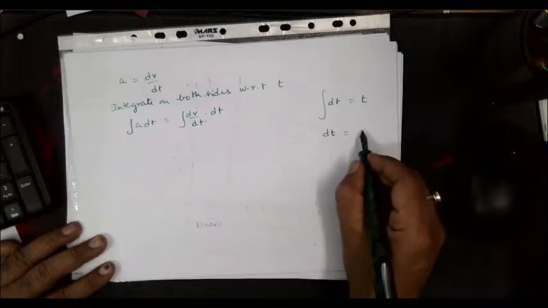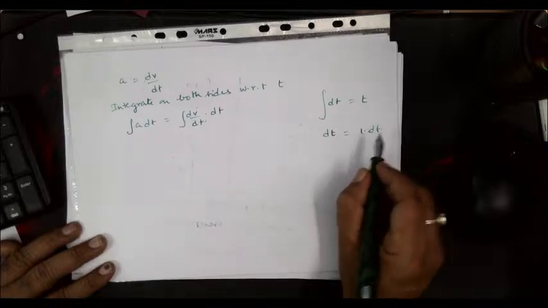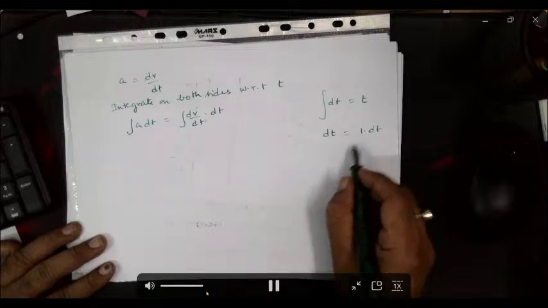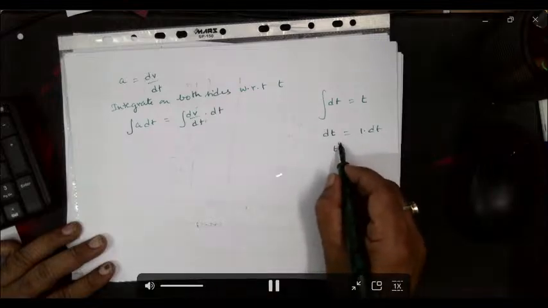This is nothing but 1 into dt. So anything power 0 is equal to 1. Let us have t power.